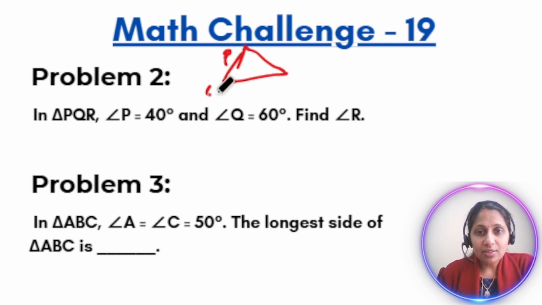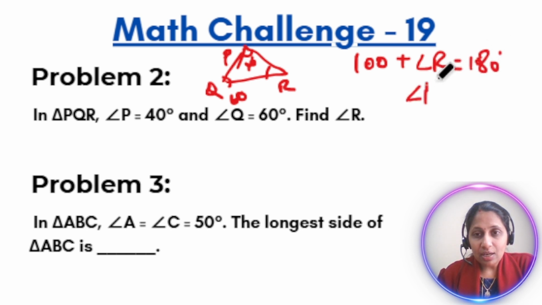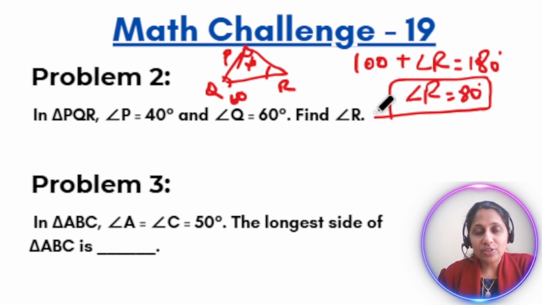Coming to the next one, in a triangle PQR, this is P, this is Q, this is R. P is 40, this is 60. Find the R angle. Simple. Interior angle sum property. So 40 plus 60 is 100, plus R angle equals 180 degrees. So angle R is nothing but 80 degrees. Very simple question which you can solve in a few seconds.